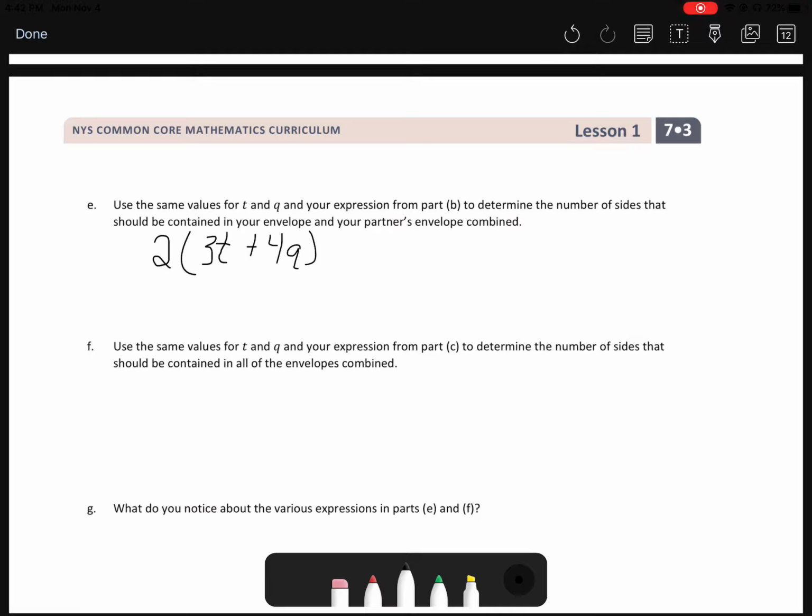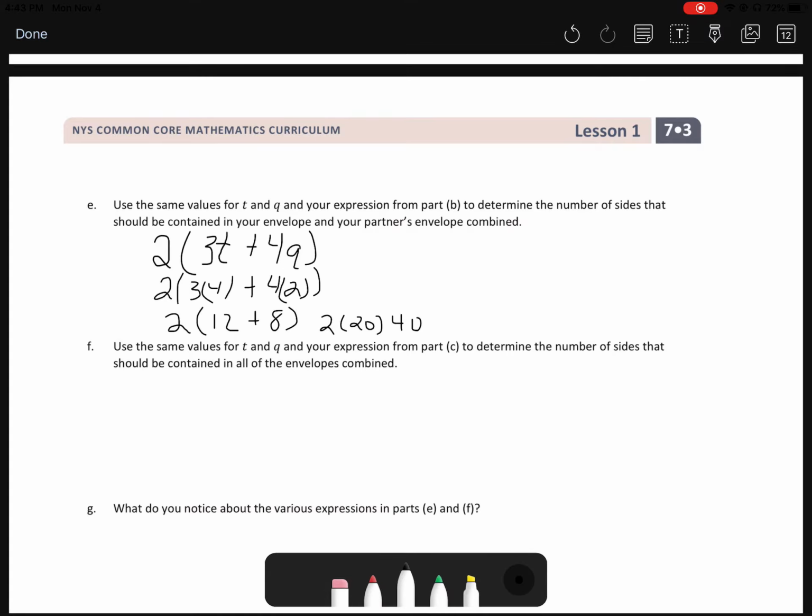So I plug in again 4 for my triangles and 2 for my quadrilateral. 2 groups of 12 plus 8, 2 groups of 20, which equals 40.